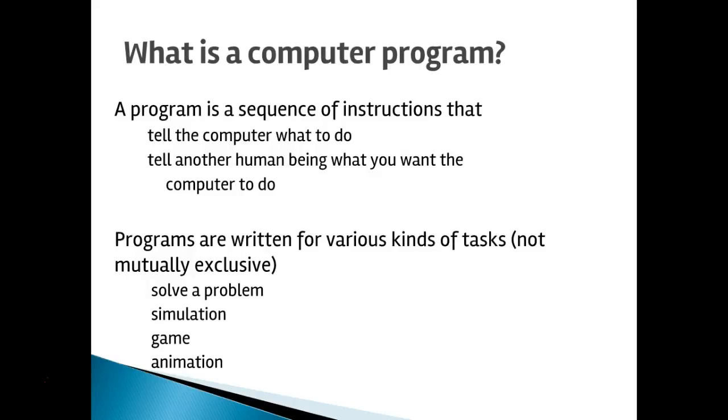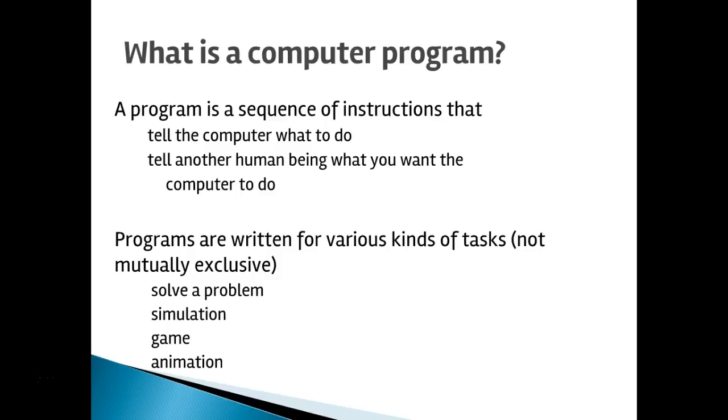So, some quick review. What is a computer program? Just a reminder that a program is simply a sequence of instructions, and it tells the computer what we want it to do. That is our computer program, and we then include information in our computer program to tell another human being what it is we want the computer to do. That would be the comments that we include in our programming language code.